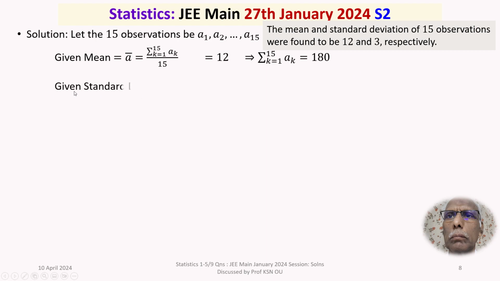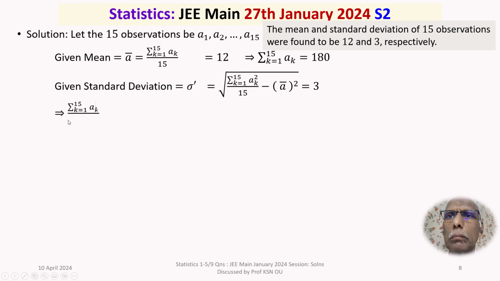Agreed. Now given the standard deviation sigma prime, let us say that is equal to the square root of the sum of ak square for k equal to 1 to 15, divided by 15, minus a bar square, is given to be 3. Substitute the a bar value and square it. So if you square it, it will be the sum of ak square by 15 minus 12 square is equal to 3 square, that is equal to 9.